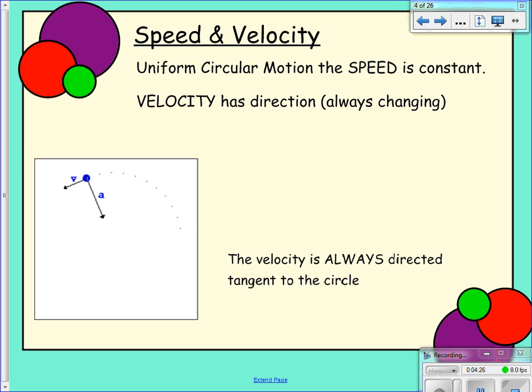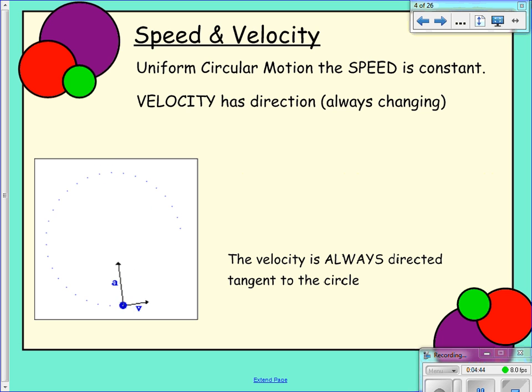We'll talk about that in just a moment. But I want to focus on the arrow that is labeled V. And V stands for velocity in this case. It stands for velocity because it has a vector, it has an arrow, and so it has a direction. And you'll notice the direction is always changing as it moves around the circle.